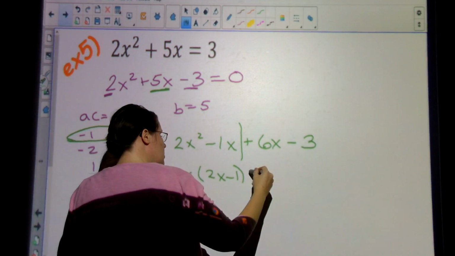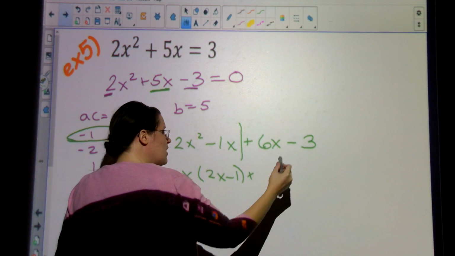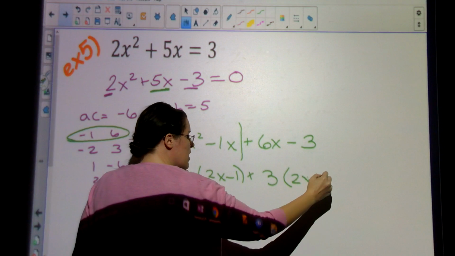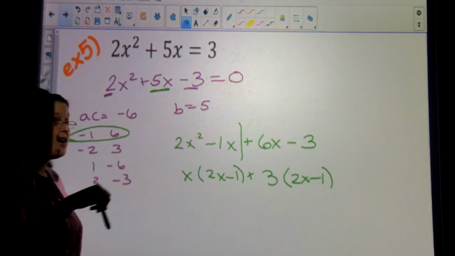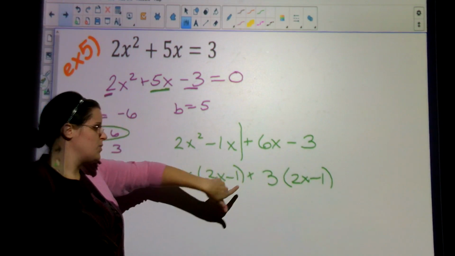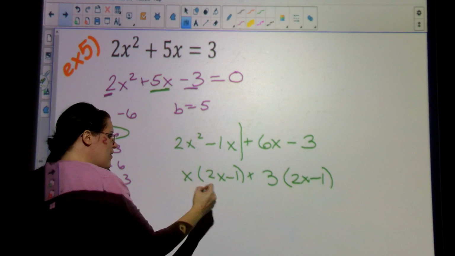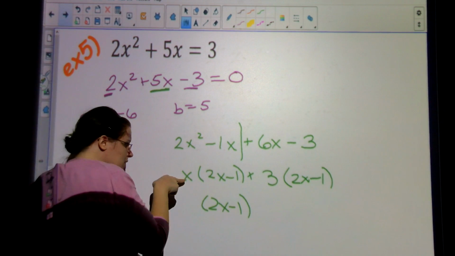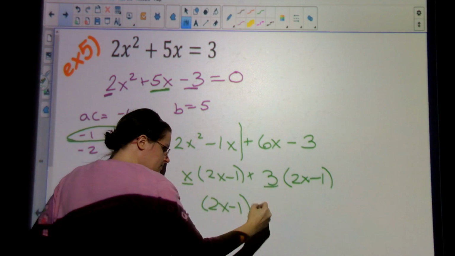What can I pull out here? Well, I still have the plus. Don't forget it. They have a 3 in common. I'm left with 2x minus 1, which is what better happen. These better be the same things in those parentheses. So now factor out that 2x minus 1. You're always going to be left with the leftovers, the x plus 3.